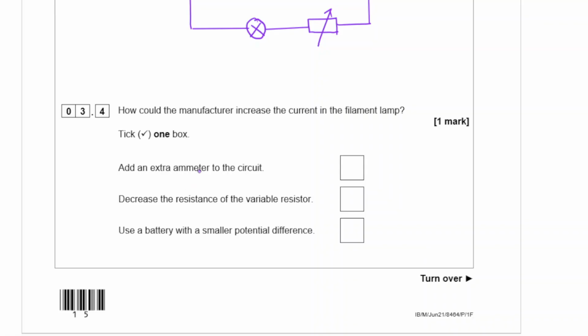How could the manufacturer increase the current in the filament lamp? Well, to increase the current in the filament lamp, they need to adjust the variable resistor. Add an extra ammeter will not help. Decrease the resistance in the variable resistor. Use a battery with a smaller potential difference will not help. It is number 2.